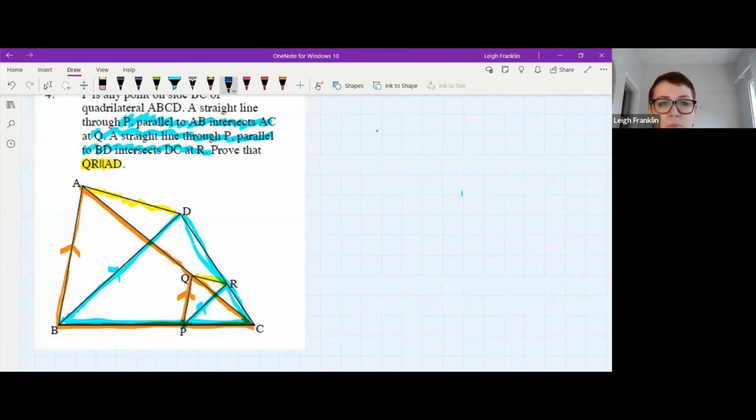I'll start by saying BP over PC is equal to AQ over QC. Okay, you're working in the orange triangle, and you're saying BP over PC equals AQ over QC. Lovely. And what's your reason for saying that, Andile? Proportionality theorem, using the parallel lines: PQ is parallel to AB.